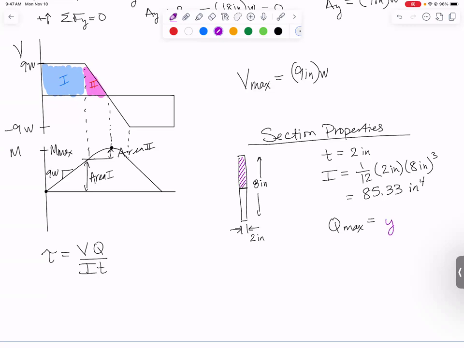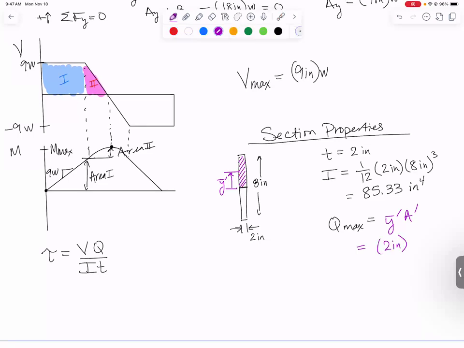The equation is y bar prime a prime. So y bar prime is the distance between the centroid of the whole shape and the centroid of your shaded area, which, since the whole shape is 8 inches tall, the half shape would be 4 inches tall, so its centroid would be exactly 2 inches up. So y bar prime is 2 inches, and then a prime is the shaded area, which should be 4 inches by 2 inches. And that comes out to be 16 inches cubed.